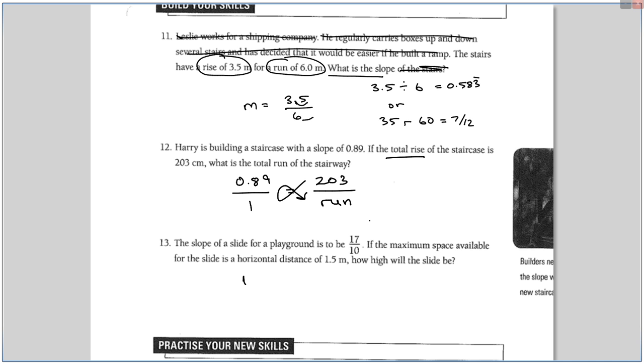And if the slope is given as a fraction, then you just jot it in. So we're good. And then if it says the maximum space available for the slide is a horizontal 1.5, well, how high? It's your up, down. How high is up, down? Vertical. Okay, so that's your rise. Now, which two numbers do I times on the bottom one? 17 goes with 1.5, and then divide by 10, and then you draw that fish to help you.